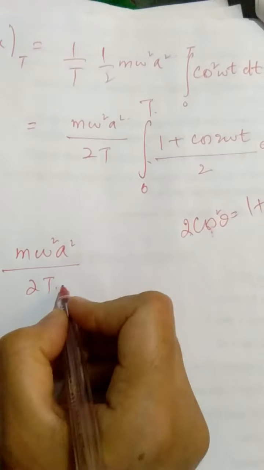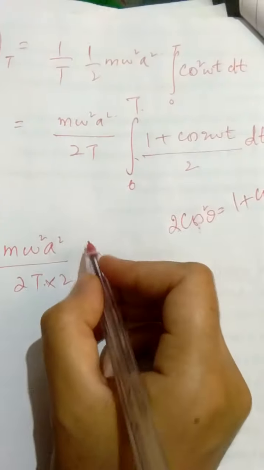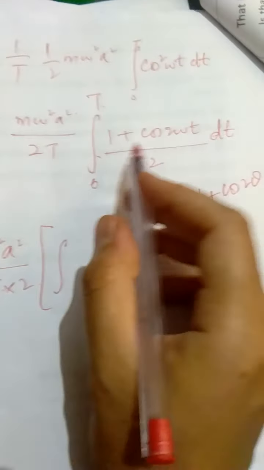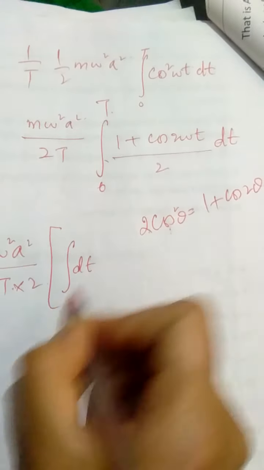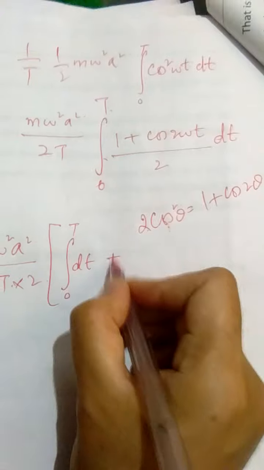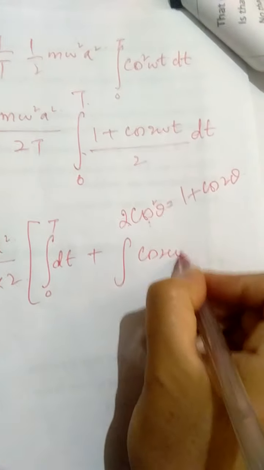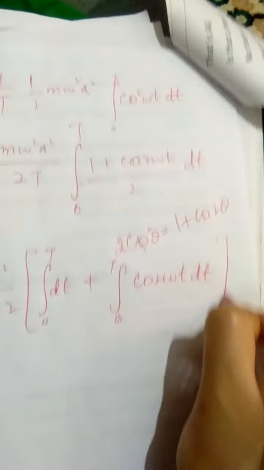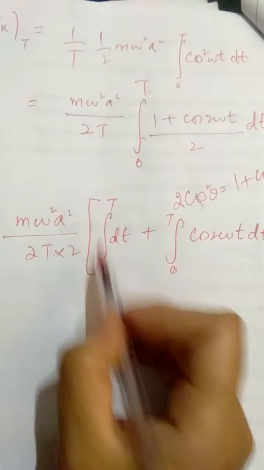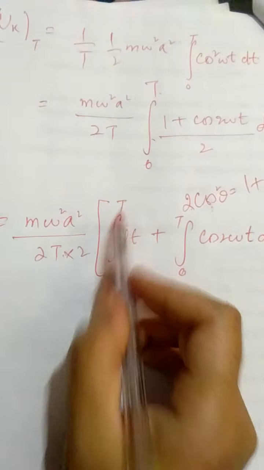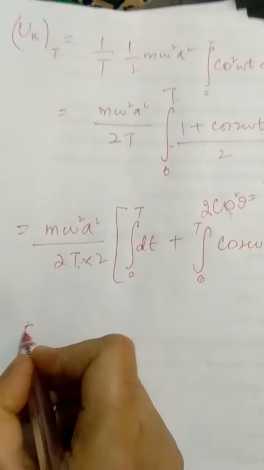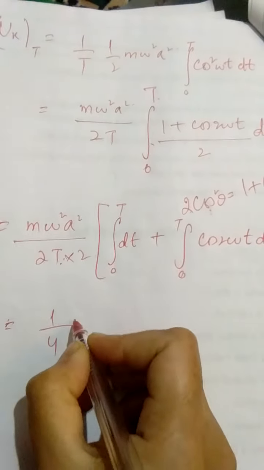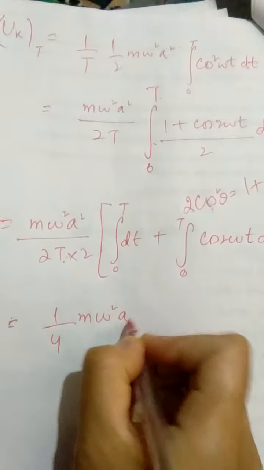This 2 will also come out. Then it will be integral 1 dt, that is dt from 0 to T, plus integral cos 2 omega t dt from 0 to T. That's it. So the integration of this will be capital T. That capital T will get cancelled with this. So we are left with 1/4 of m omega square a square.